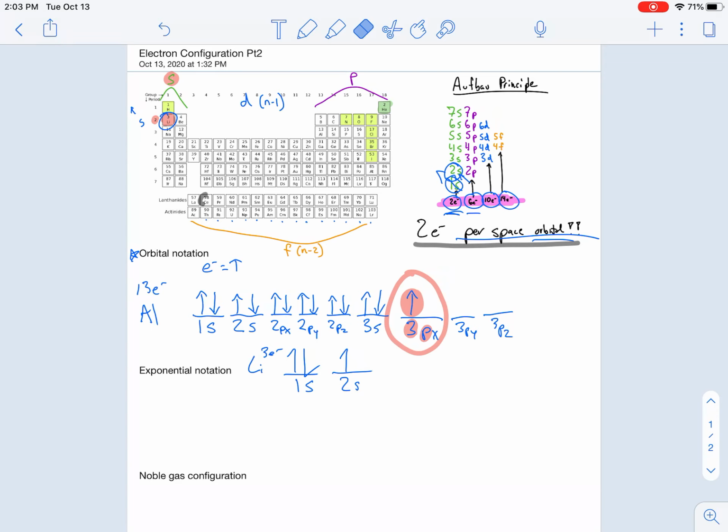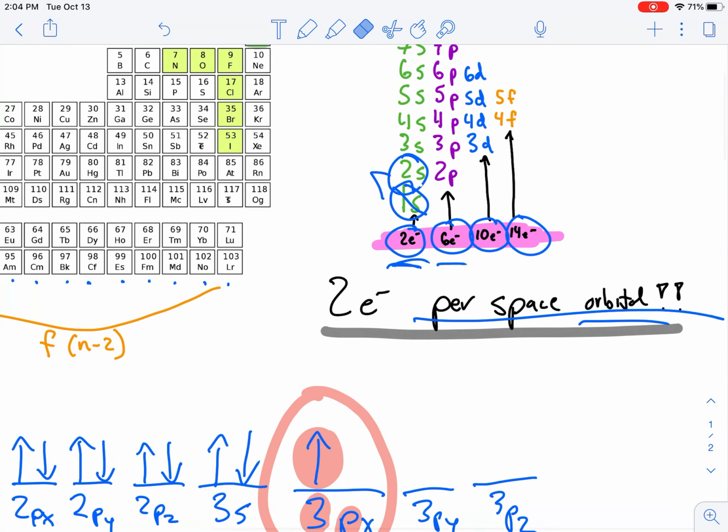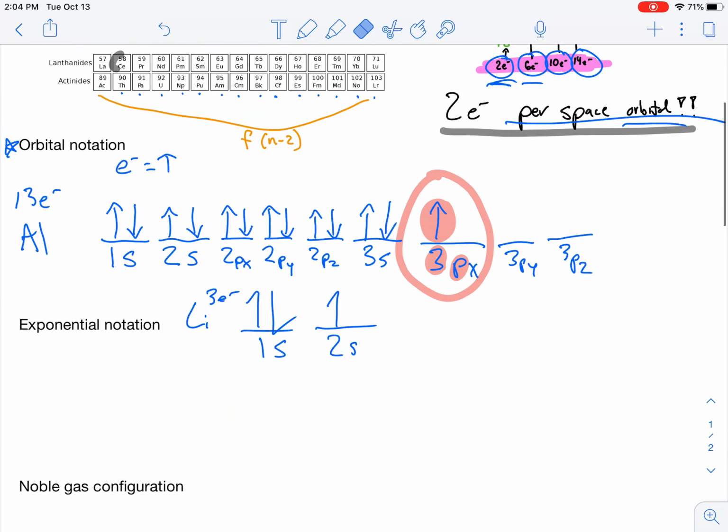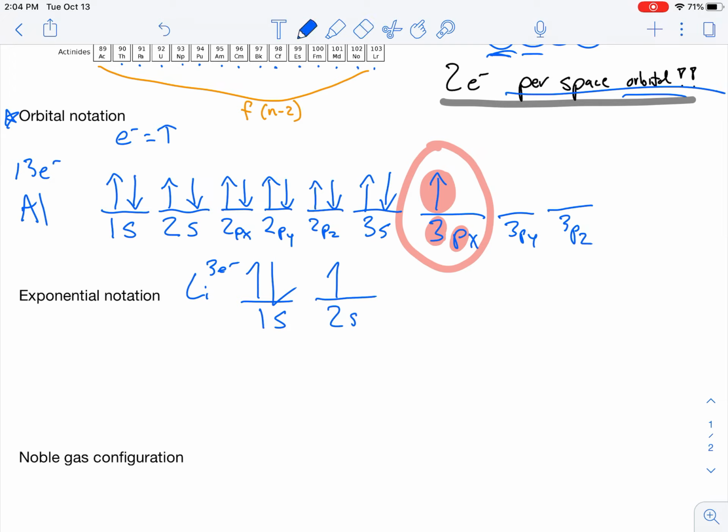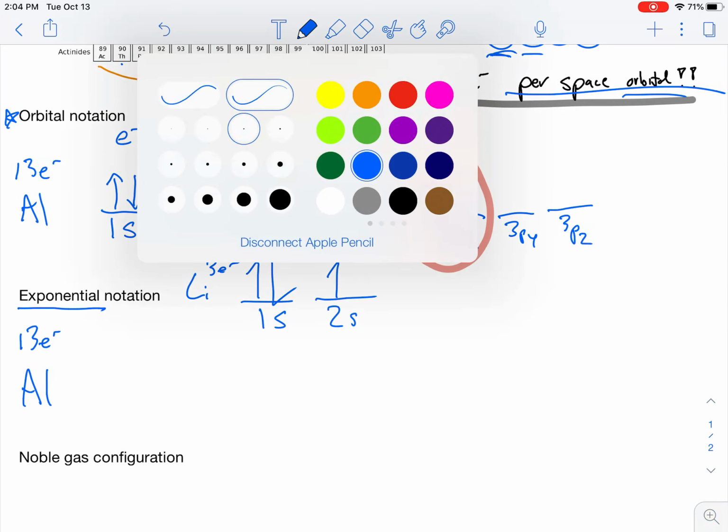Okay, let's clean this up, and we will show you now how to transform orbital notation into a shorthand version called exponential notation. For exponential notation, I will do aluminum with 13 electrons. You might have guessed it, electrons are now exponents, not arrows. So I'm going to show the same information. However, I don't need to show the orientations. I just need to show the actual orbitals.